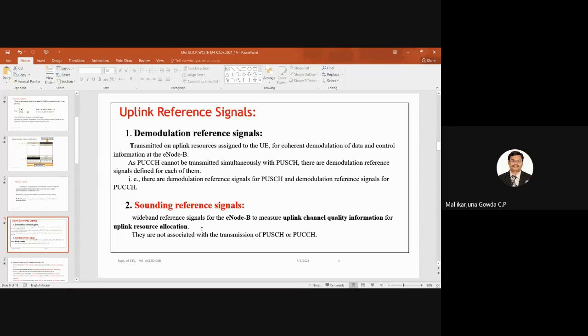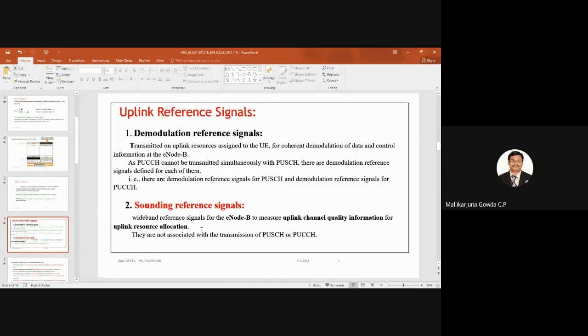Next is the reference signals in the uplink. There are two different types of reference signals used in the uplink. One is the demodulation reference signal. The second one is the sounding reference signals.